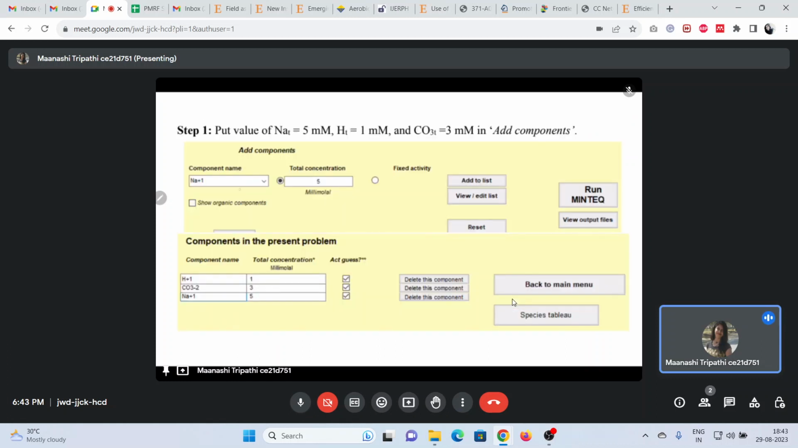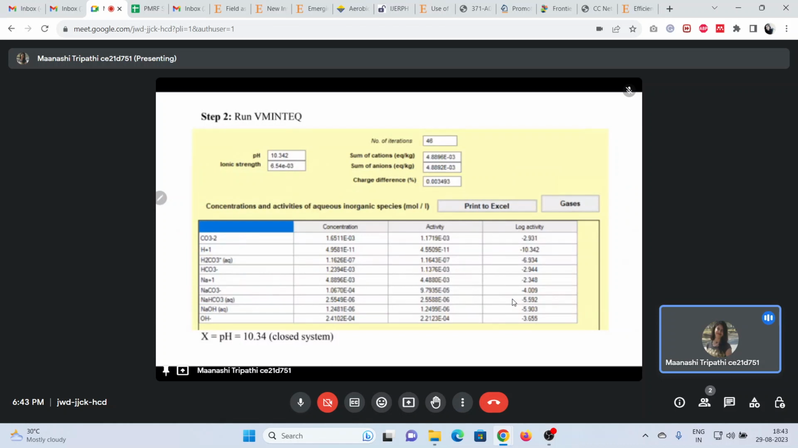Like the component name we have to put, total concentration is 5, and similarly we need to add to the list. We will click here, add to the list 2 times, and we will add the other things also. Then we will click here to get the species table. Upon clicking here, we will get all the results for the closed system. We will have carbonate, H plus and every other thing. We will run it and we will get the answers.